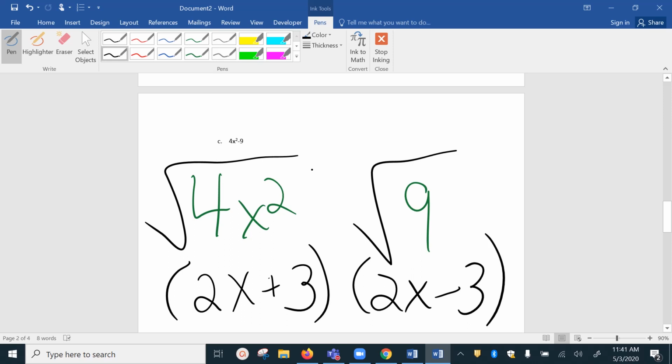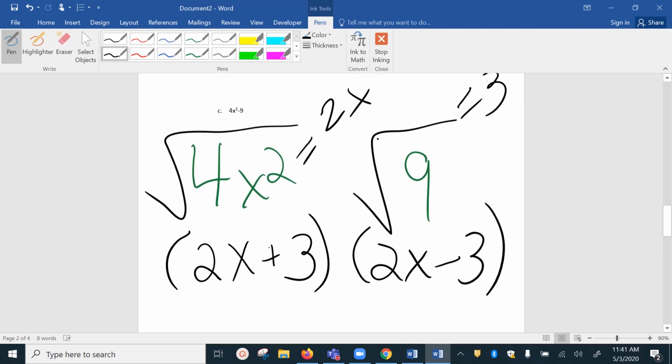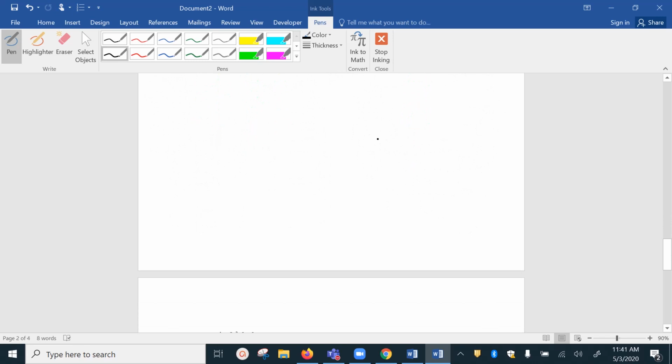So this equals 2x. This equals 3. Put them in parentheses, plus minus. You're done. All right. And don't worry if this is confusing. We're going to spend a whole day just practicing these.